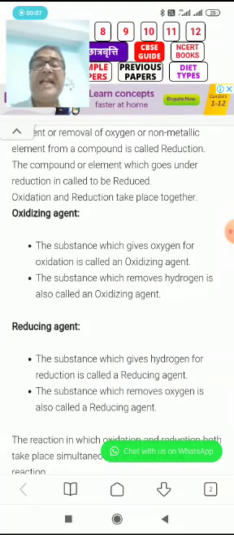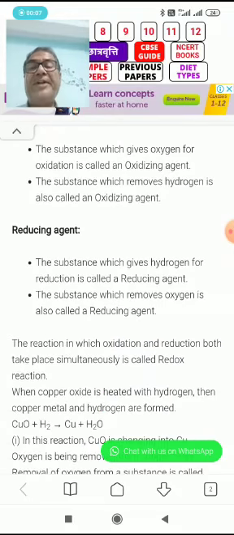Now, oxidizing agent: a substance which oxidizes other substance by reducing itself is called oxidizing agent. In another way, you can say the substance which gives oxygen for oxidation is called oxidizing agent, or substance which removes hydrogen is called oxidizing agent.